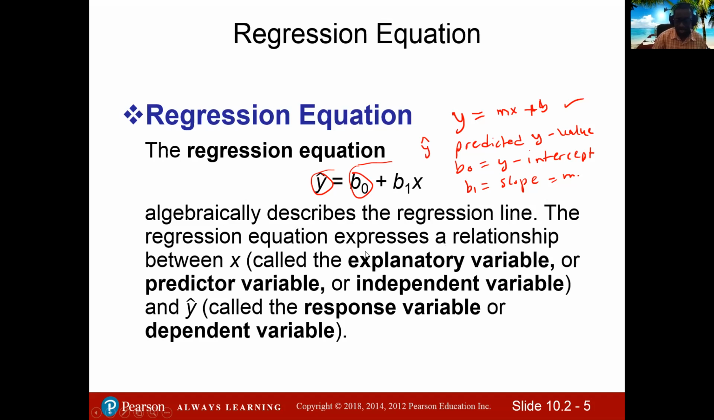Y is the dependent variable and x is the independent variable, also called the explanatory variable or predictor variable. So it has three names. The y hat is the response variable or the dependent variable.